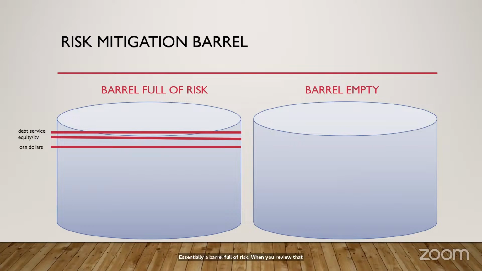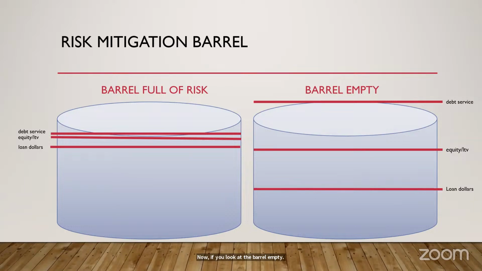Now, if you look at the barrel empty, it's a little bit different, a little bit more spread out. So a barrel empty, we're seeing a higher debt service coverage ratio, and that could be both global and transactional, or one or the other. And that could be above the 1.25. So you're looking at 1.5. Equity and LTV, the LTV is a little bit lower. We're at like 60%. So the down payment's 40%. And then also loan dollars are a little bit lower as well.